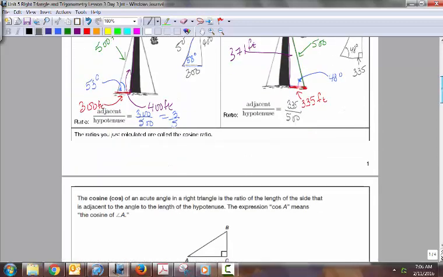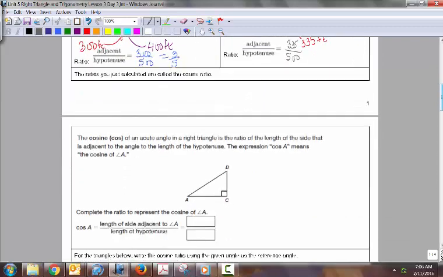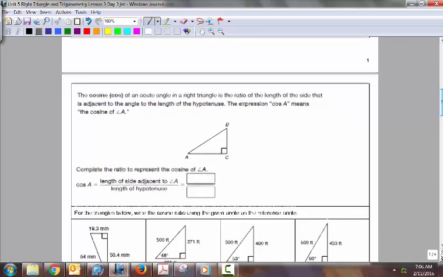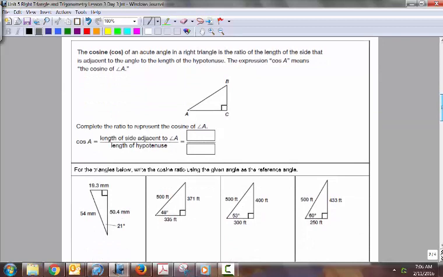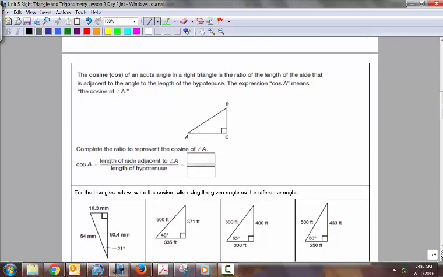And the ratio that we just created has a special name called the cosine ratio. So from this point forward, we're going to write the cosine of our reference angle gives us the ratio, just like this example here. The cosine of our reference angle A is the length of the side adjacent, that's the side that is not the hypotenuse but makes the angle, over the hypotenuse.